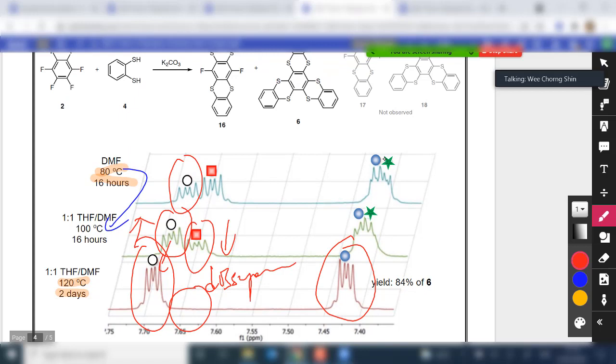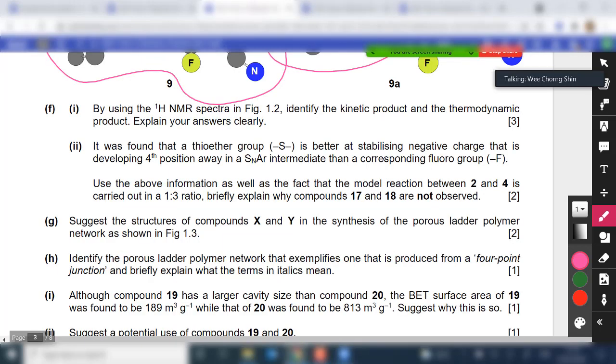When I increase the temperature, I am getting exclusively compound 6 over a long period of time. So that is the thermodynamic product. Then kinetic product: lower temperature, shorter time. I get both, of course, one more stable than the other. So you can mention that in your answer.